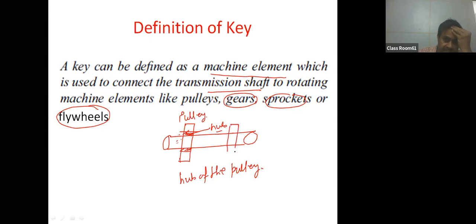Similarly, there is a gear, so a key can be used between the shaft and the hub of the gear. Hub of the pulley, hub of the gear, hub of the flywheel. Hub is a common word. You can say it is a hollow shaft.